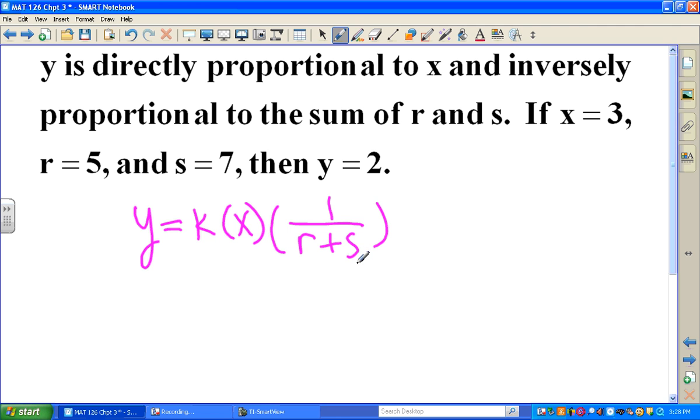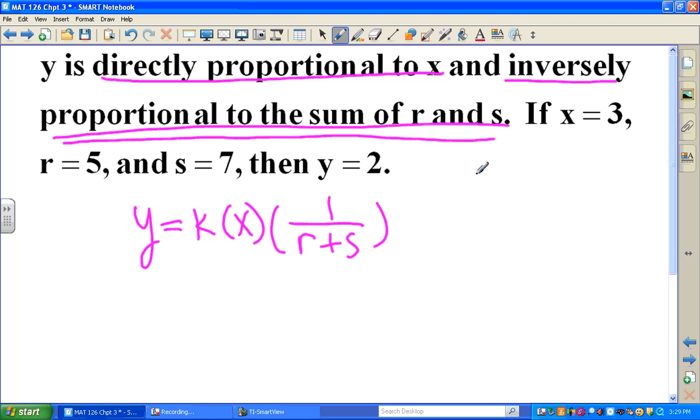You don't need 2 K's in the problem. 1 K does it both. So it has the word "and" in it, so you know it's at the same time. And you just write it as you read it. Y is directly proportional to X, and then inversely proportional to the sum of R and S.